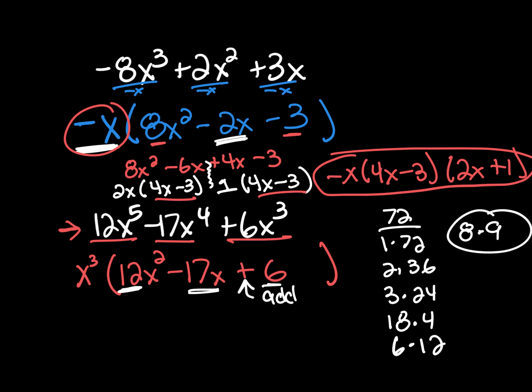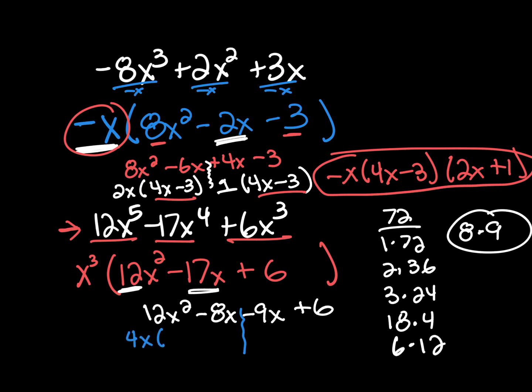So again, I'm going to ignore the x cubed for a little bit and just rewrite my problem with 4 terms. So I'm going to have 12x squared, and they're both going to be negative. Negative 8x, negative 9x, because that's the only way I'm going to get negative 17. Bring down the plus 6, and I'm going to split it in half from here. So we got 4x, which leaves us with 3x minus 2. And this, I'm going to take out a negative 3, because that's how I'm going to get 3x minus 2. I see my common factor here.